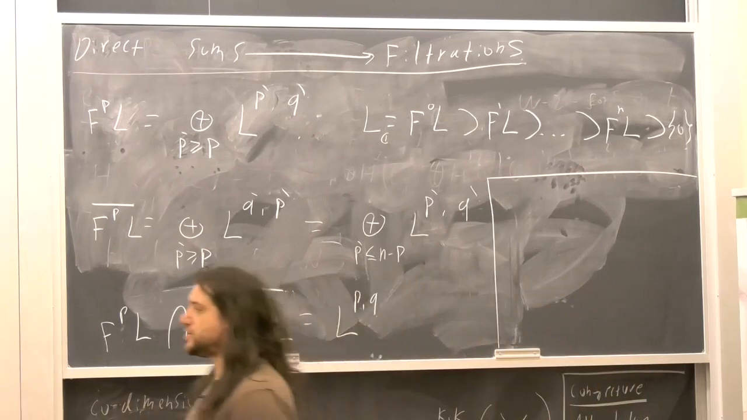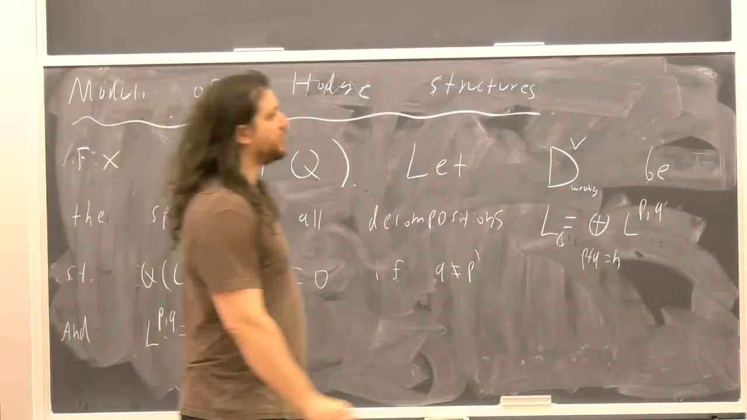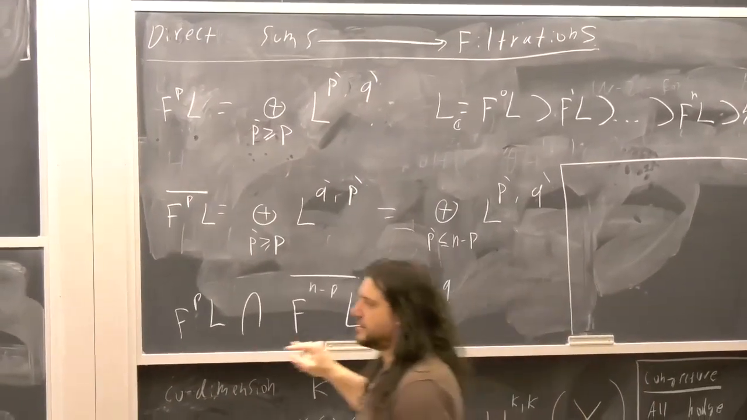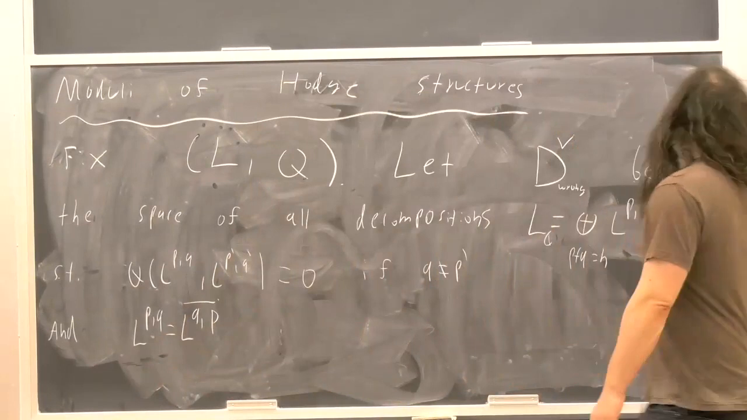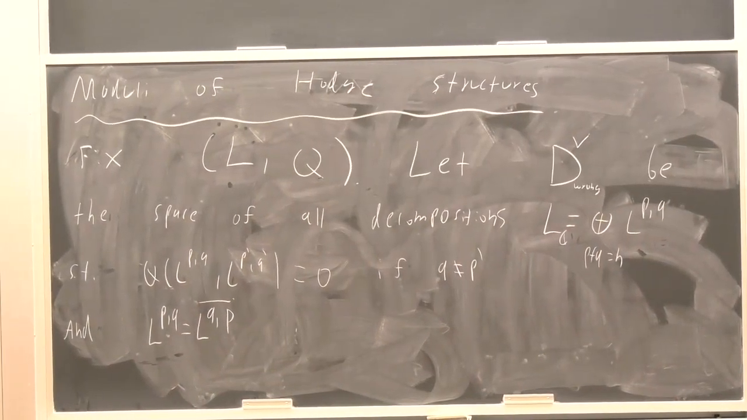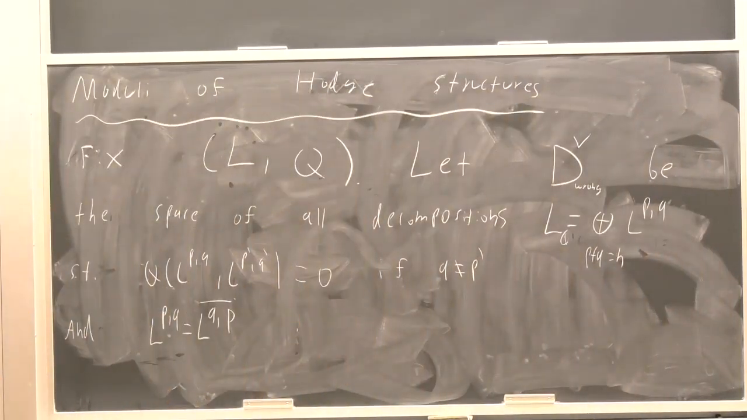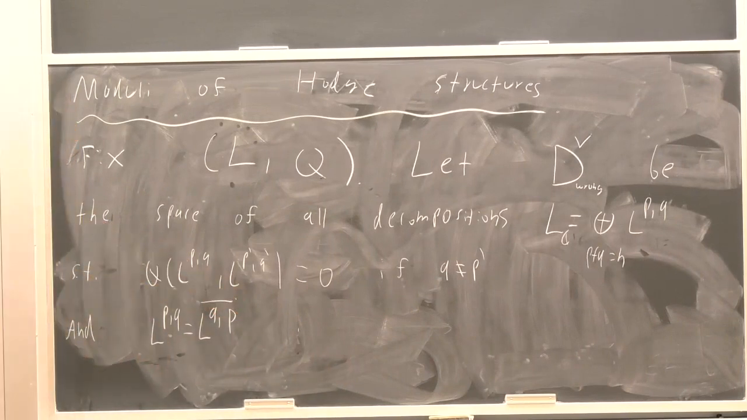Now, what about our conditions with respect to Q? I want to point out also that if we start with the filtration and define this to be L^{P,Q}, then this complex conjugacy condition is tautologically true. Because if we complex conjugate this, we just flip the P and n minus P. So this would be fine. Great. Now, what about this condition here, that this is 0 if Q is not P prime?